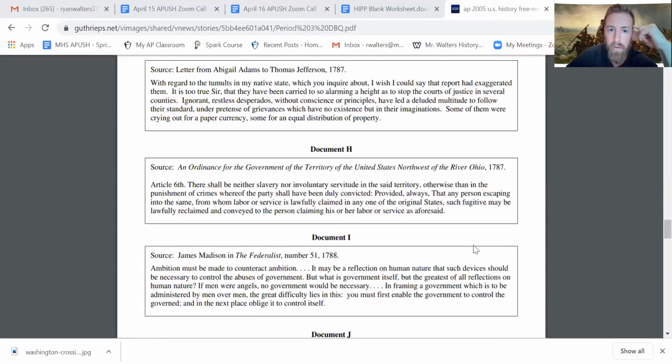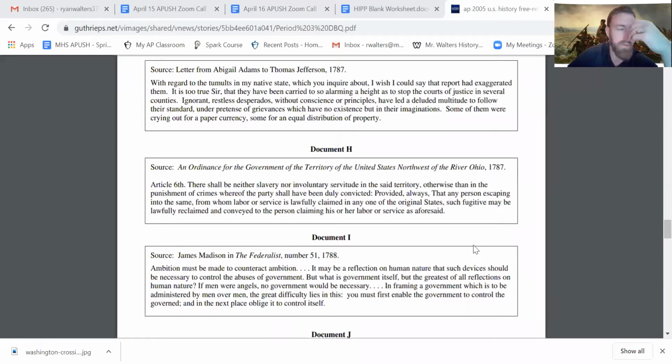With regard to the tumults in my native state, which you inquire about, I wish I could say that report had exaggerated them. It is too true, sir, that they have been carried to in so alarming a height as to stop the courts of justice in several counties. Ignorant, restless desperadoes without conscience or principles have led to a deluded multitude to follow their standard under pretense of grievances which have no existence but in their imagination. Some of them were crying out for paper currency, some for equal distribution of property.